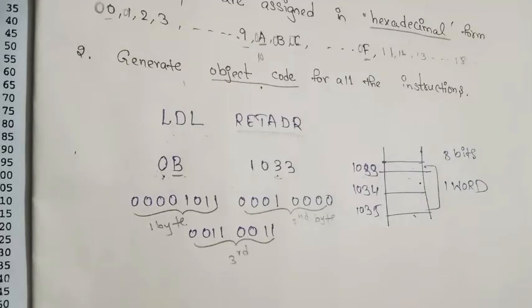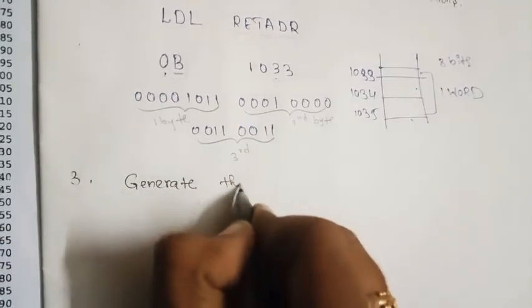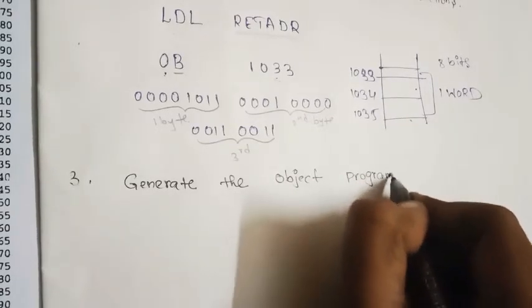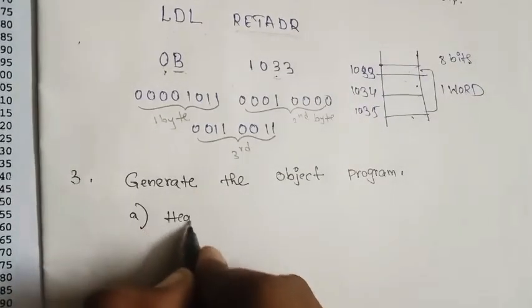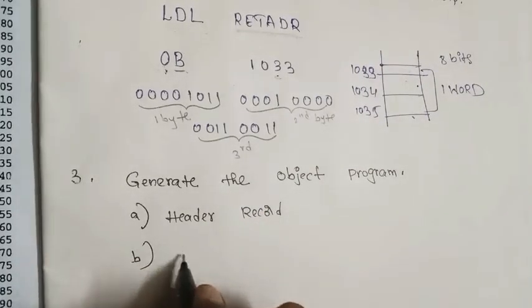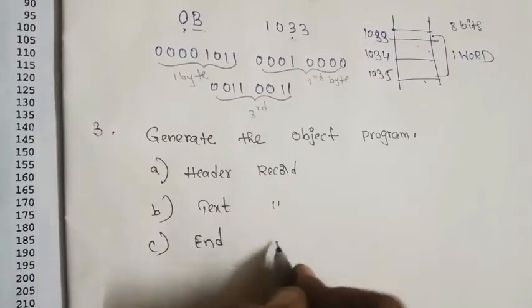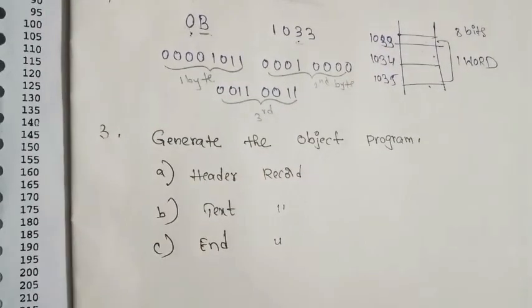After all that, there is a third step, that means the last step. The third step is we need to generate the object program. While generating the object program, we have 3 records, guys. One is a header record. Second one is a text record. Third one is an end record. So these are the 3 steps. Here also we need to perform these 3 steps to get the final answer.